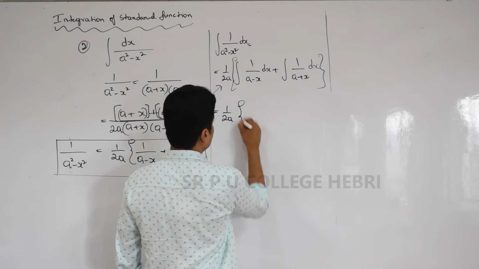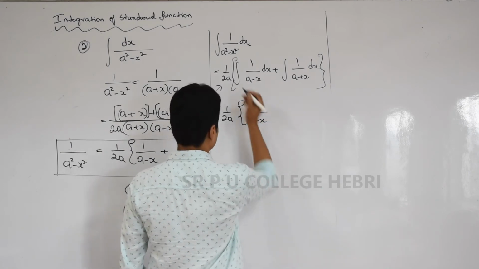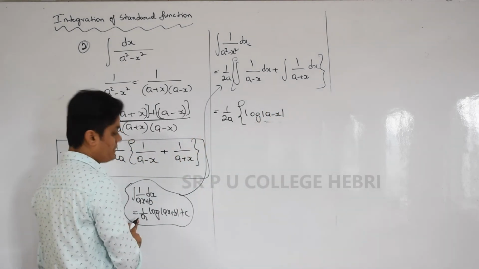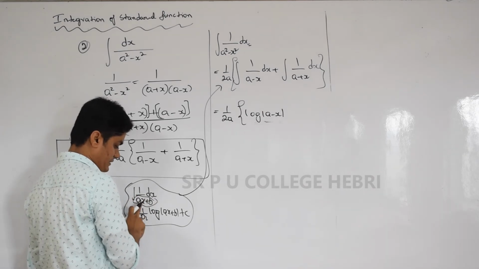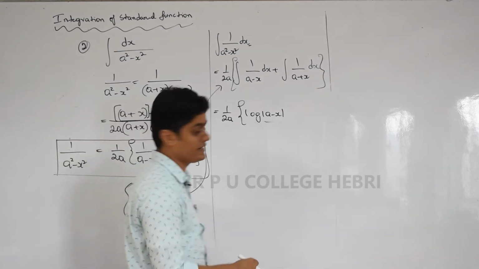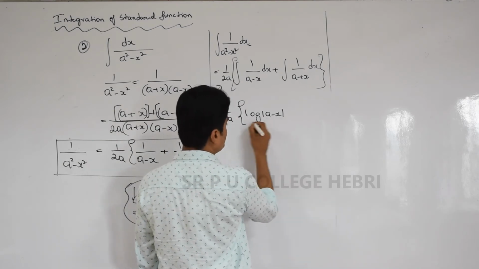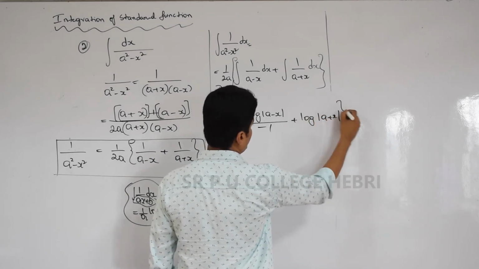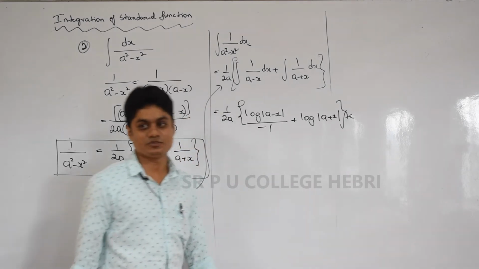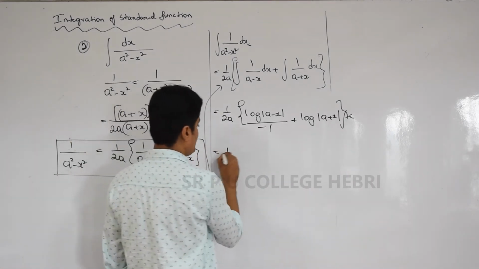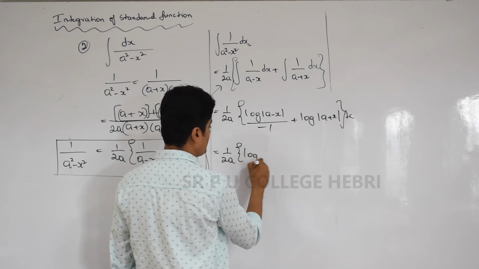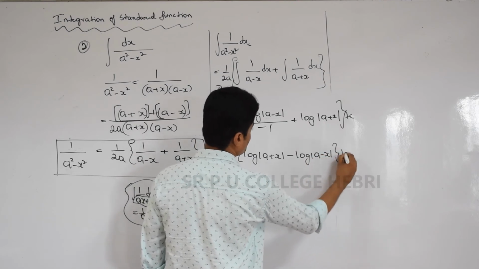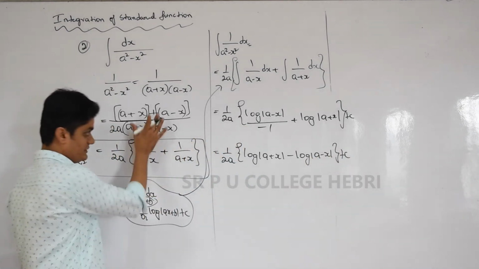So 1 by 2a into, what happens to this? 1 by a minus x: log of a minus x into 1 by a, because the differentiation of ax plus b is a, so you divide by a. What is the differentiation of a minus x here? Minus 1. Similarly, log of mod of a plus x, divided by the differentiation of a plus x. What is the differentiation of a plus x? 1. So it is 1 by 2a into, I'll rearrange further, log of a plus x minus log of a minus x plus c, right? Is this arrangement understood?